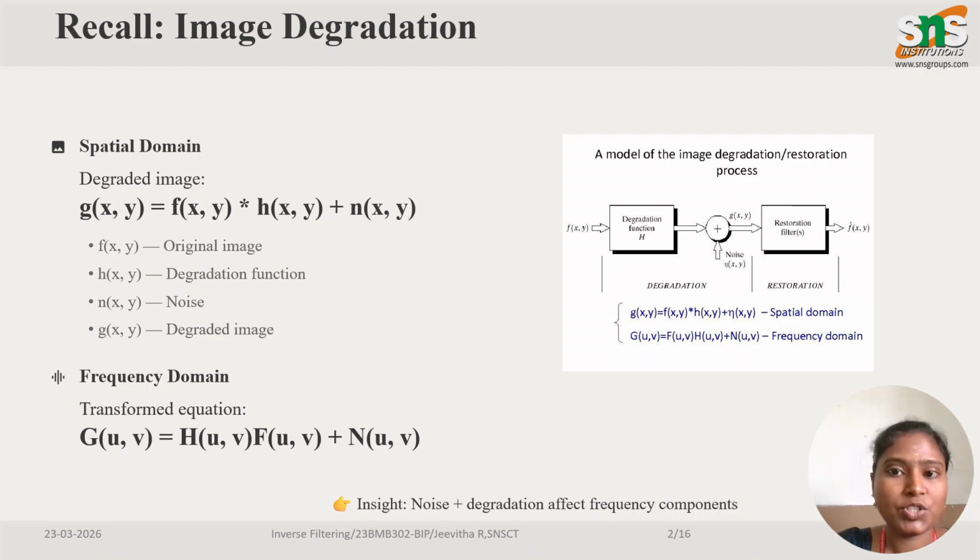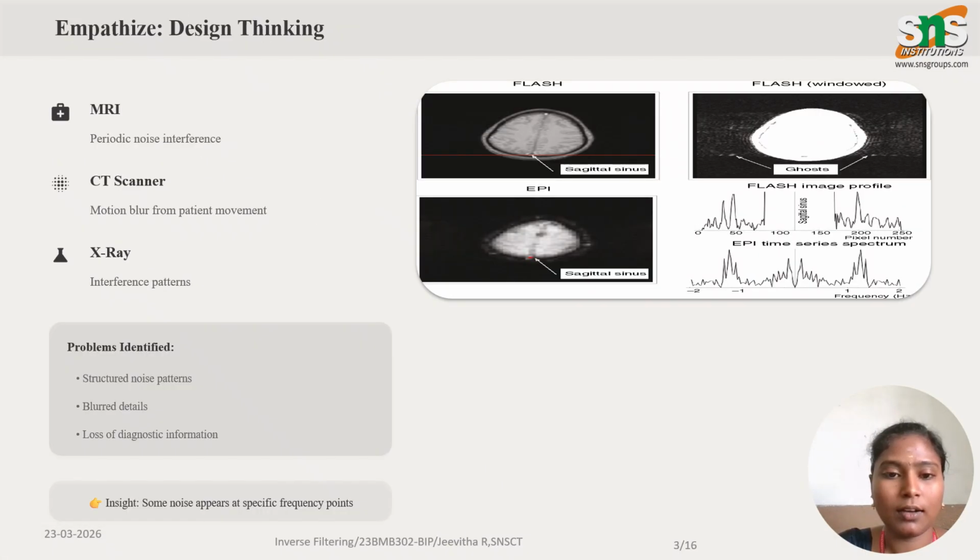Let us recall the image degradation model. A degraded image is formed due to blur caused by the system and noise introduced during acquisition.